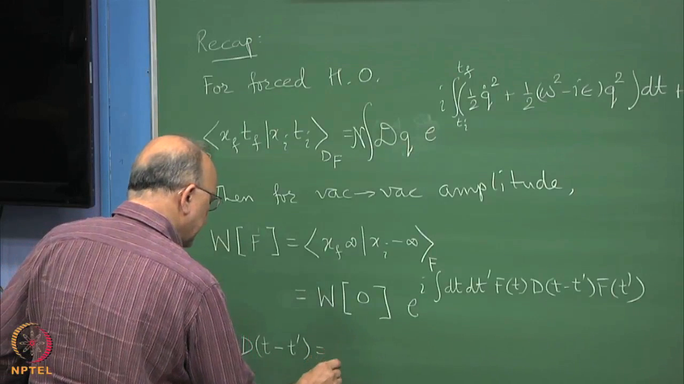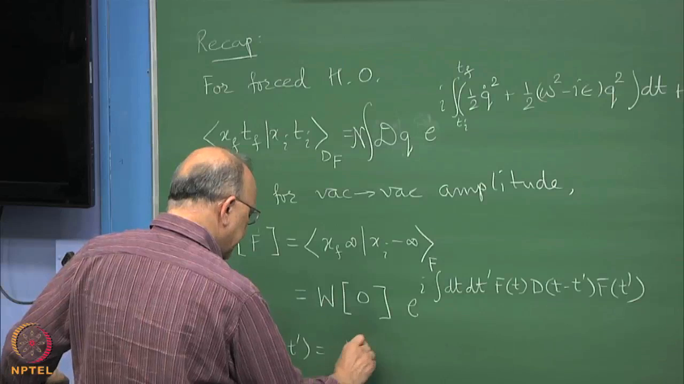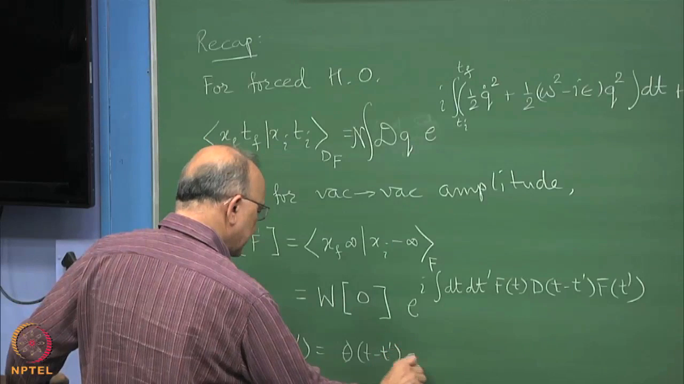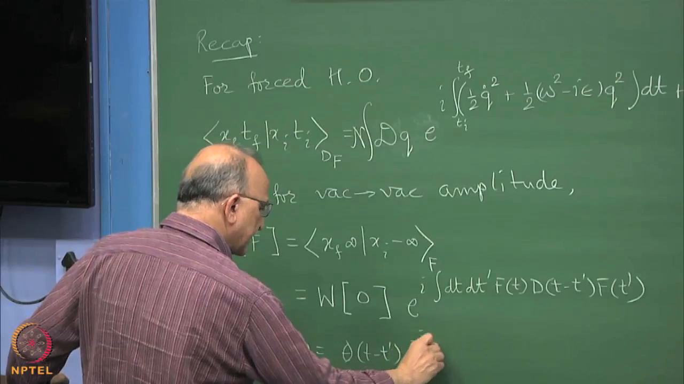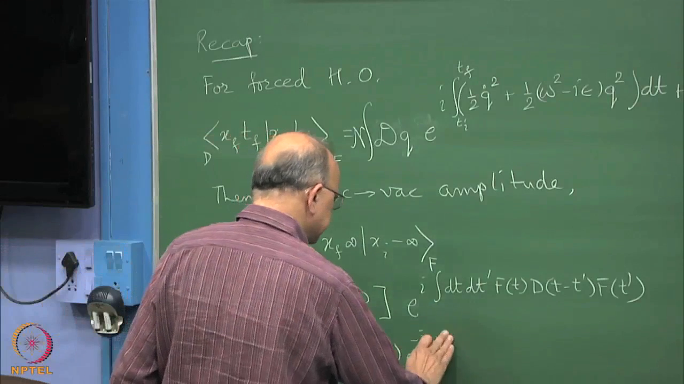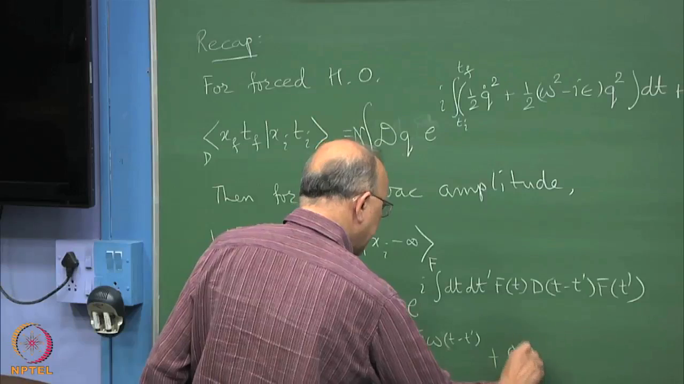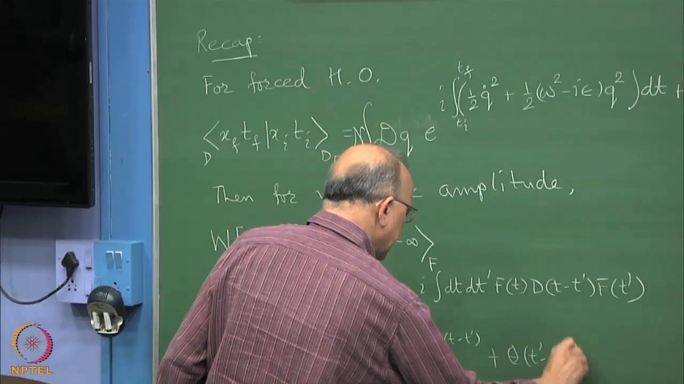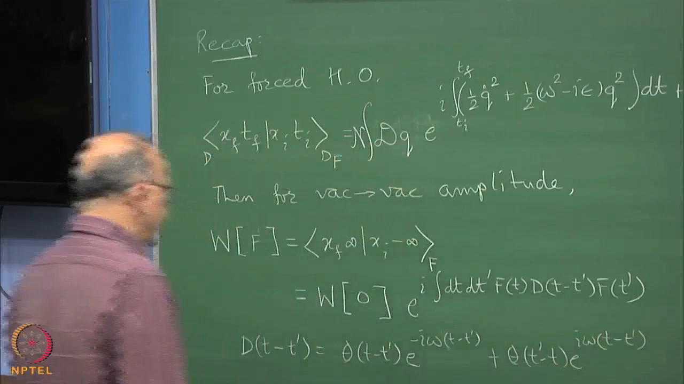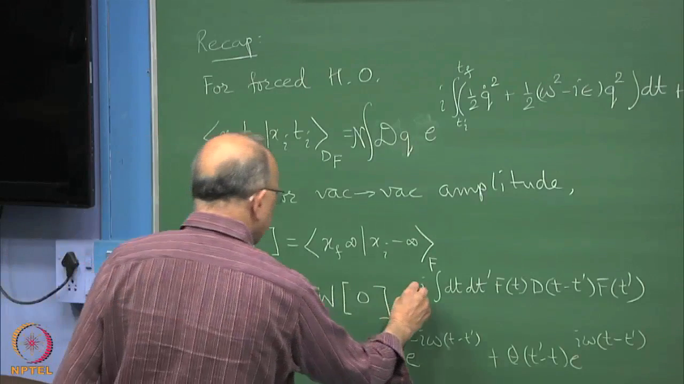Is equal to, in this language, what is it? Theta of t minus t prime e raised to minus I omega t minus t prime, and plus theta of t prime minus t e raised to plus I omega t minus t prime. 1 by 2 omega is here, correct.